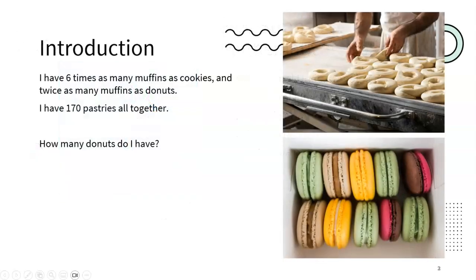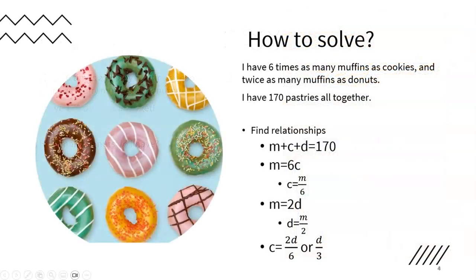Here we have a question. I have 6 times as many muffins as cookies and twice as many muffins as donuts. I have 170 pastries altogether. How many donuts do I have? Well, how do we solve this?